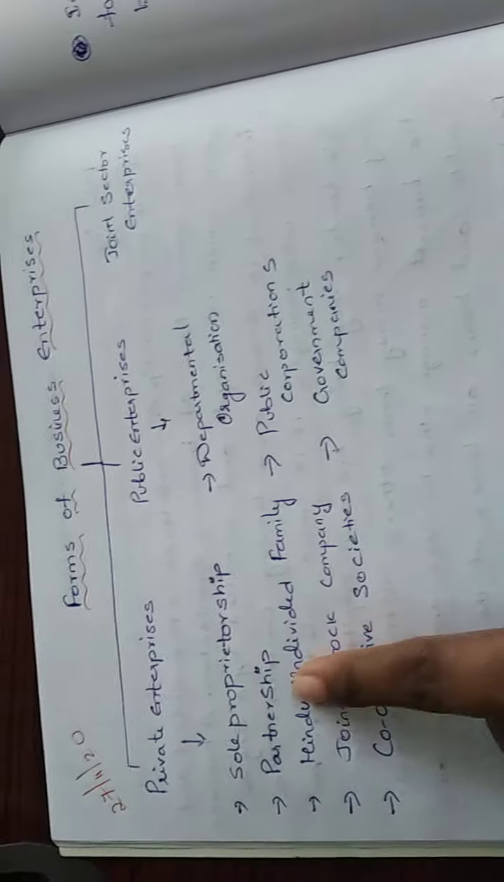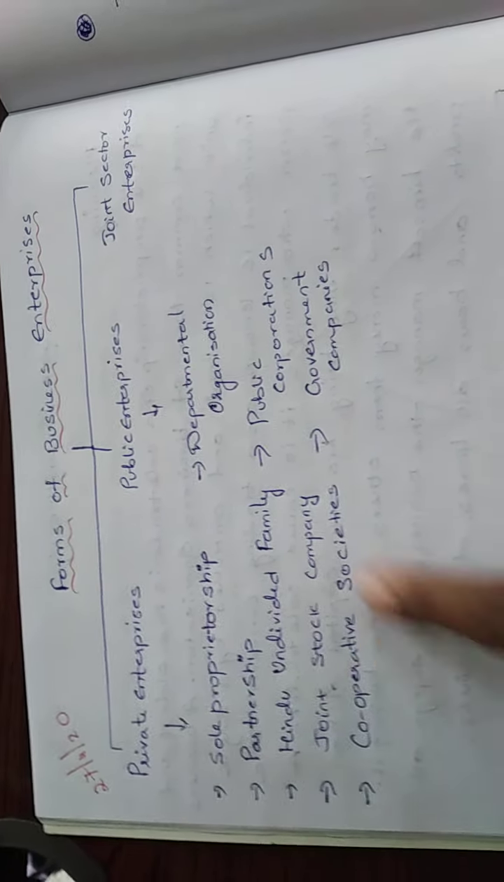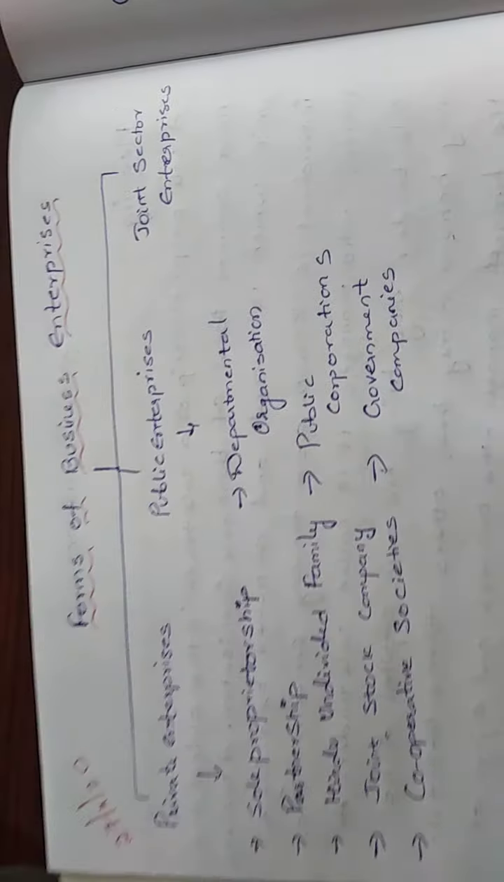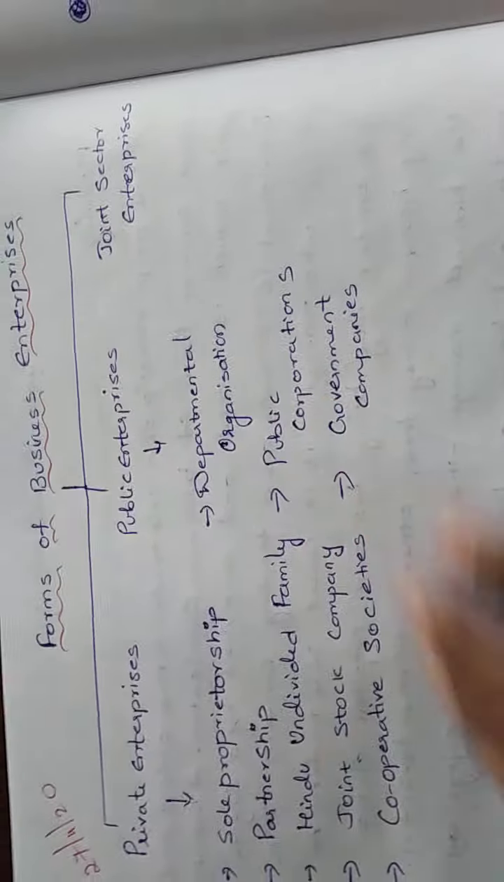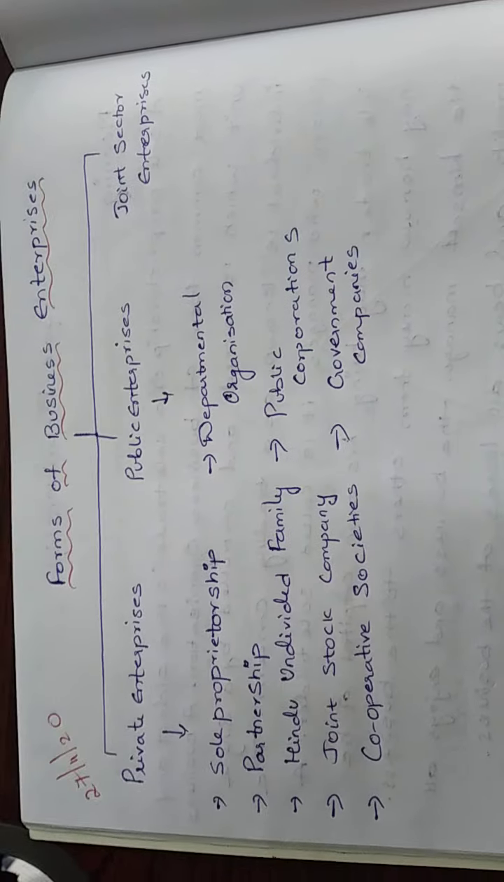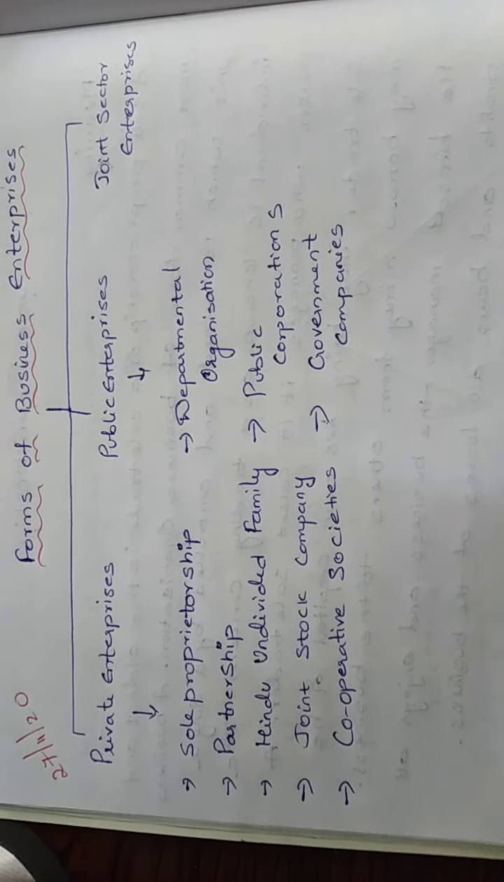So these are the forms of business organization. For each topic we are going to learn more, as each topic has a separate chapter. I have just given an outline for these topics. These are the forms of business enterprises. Okay, now thank you.